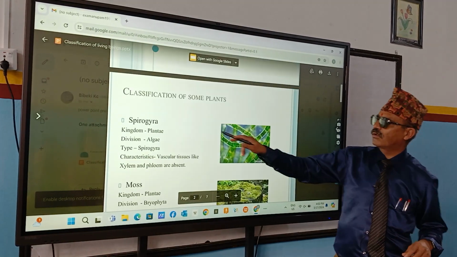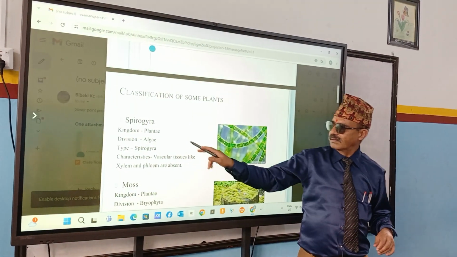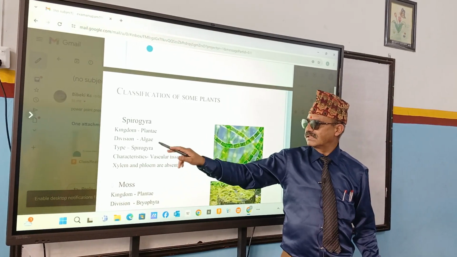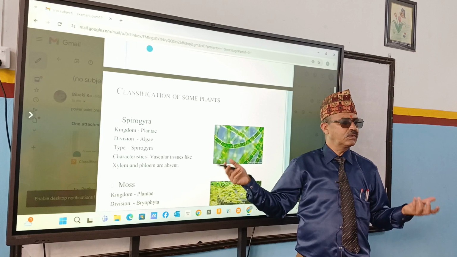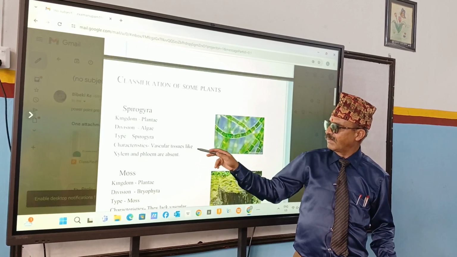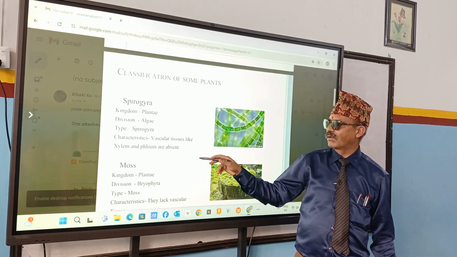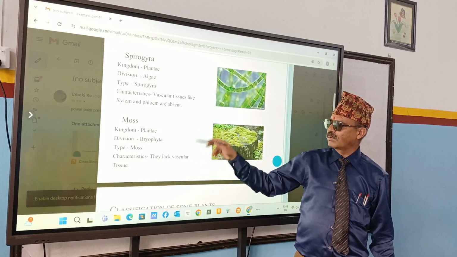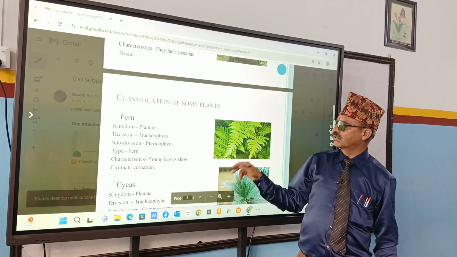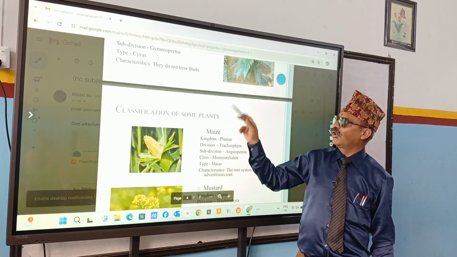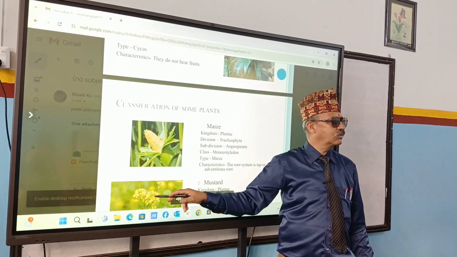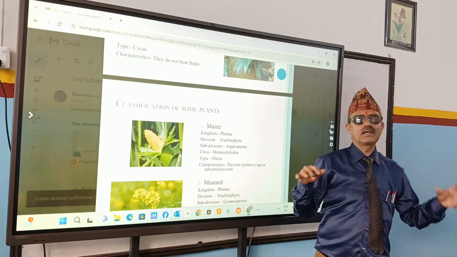He classified Spirogyra: kingdom Plantae, division algae, type Spirogyra, because there is no subdivision, no class. And vascular tissues like xylem and phloem are absent. Good. Moss belongs to Bryophyta, fern belongs to Pteridophyta, Cycas belongs to Gymnosperms. All figures are also here, which makes everything clear.